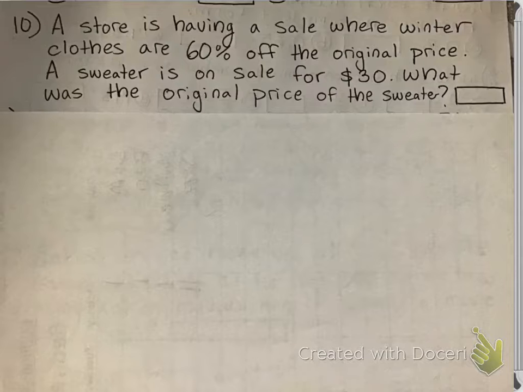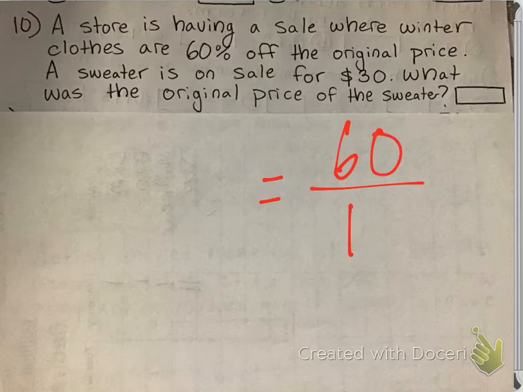First, we're going to go to 10. A store is having a sale where winter clothes are 60% off the original price. A sweater is on sale for $30. What is the original price of the sweater? So we set it up like this. We know our percents are always over 100. So we have 60 over 100. And our price is the part. So it goes on top, correct?